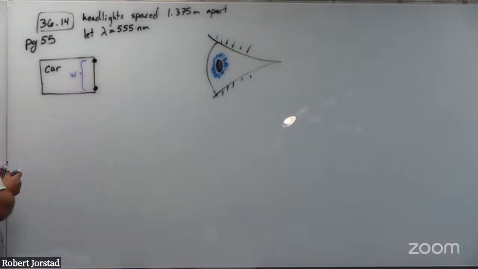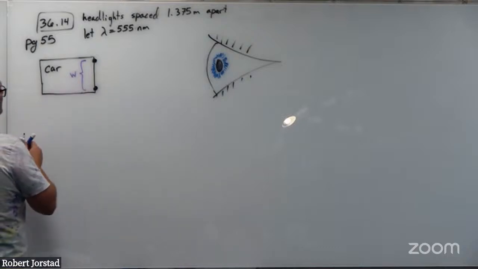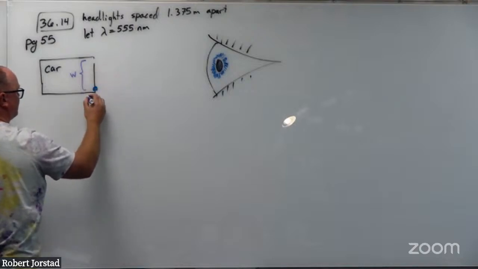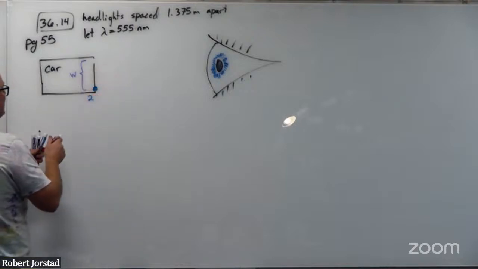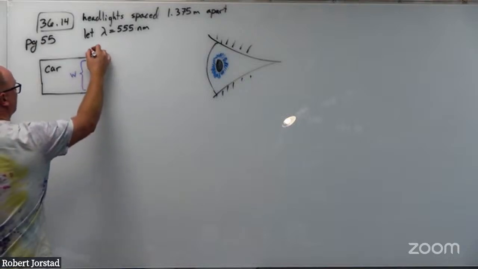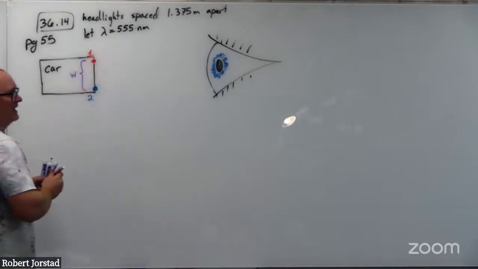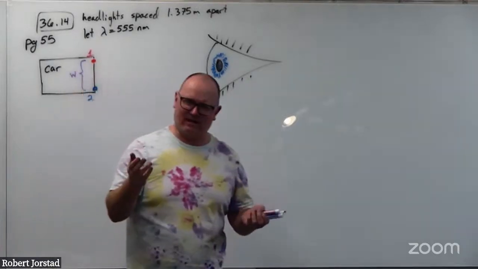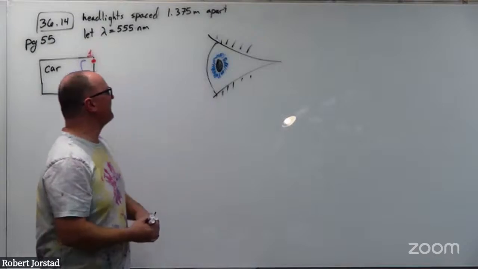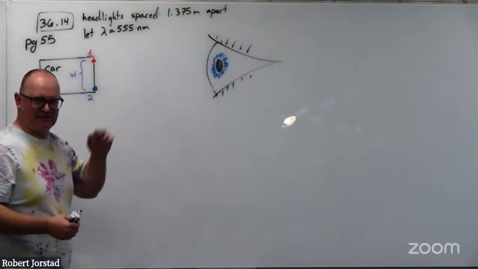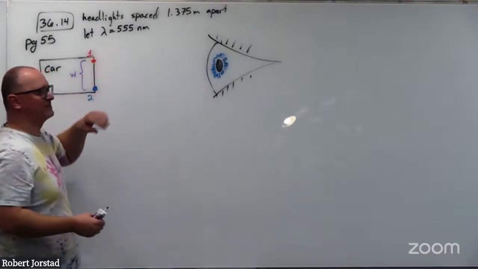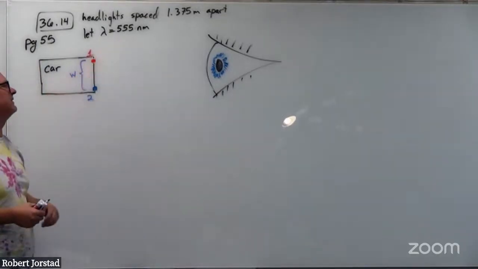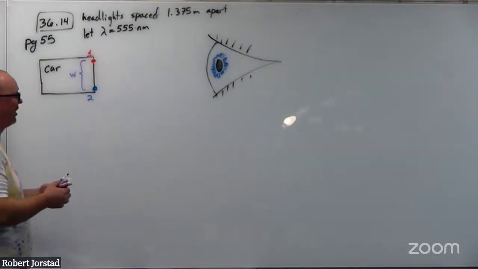Assume the two sources are point sources. So the two headlights, we could think of one as source 2 and one as source 1. They're both point sources. Headlights produce white light, so there's some red, some green, some yellow, some magenta. But 555 is green, it's kind of in the middle of the spectrum. So let's just assume these produce light at 555 nanometers. And we're wanting to resolve them.